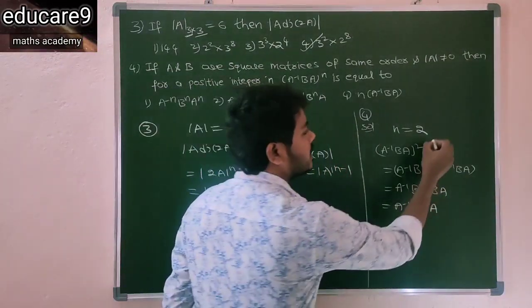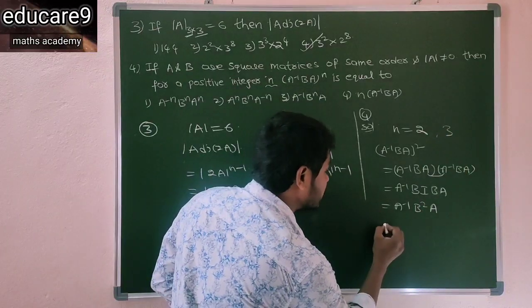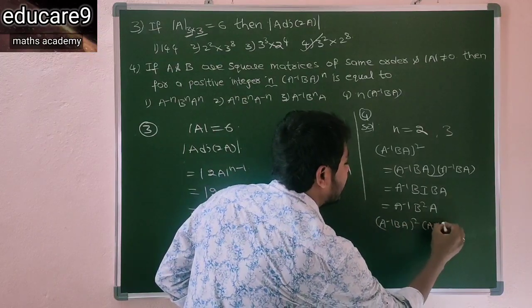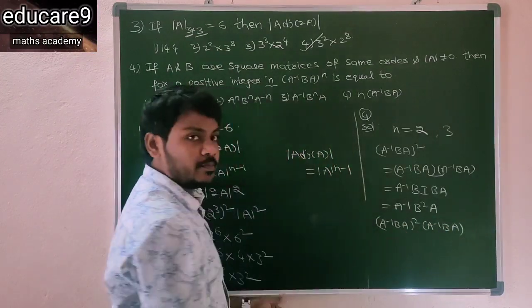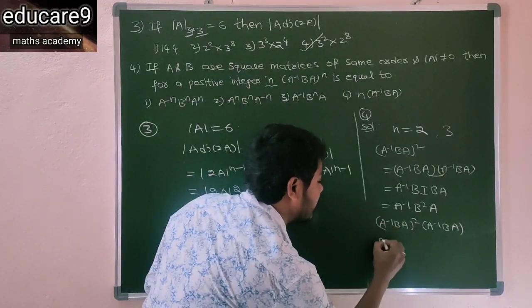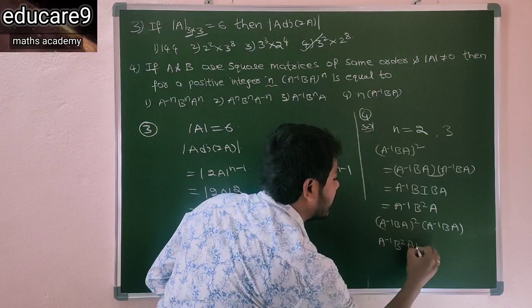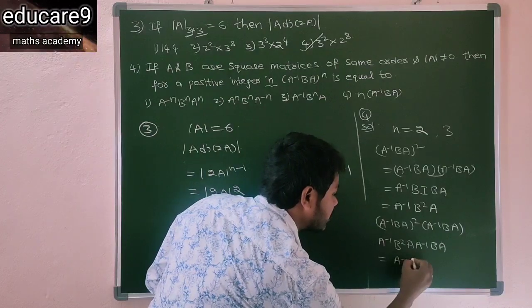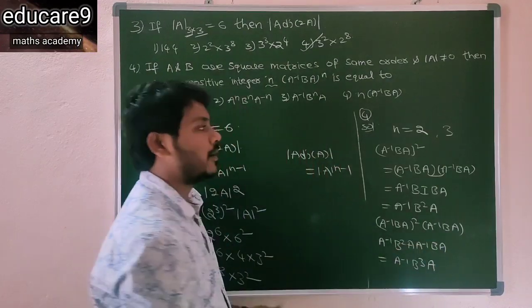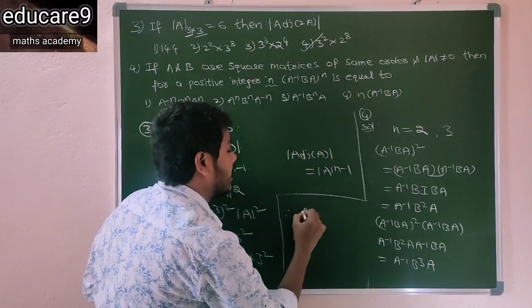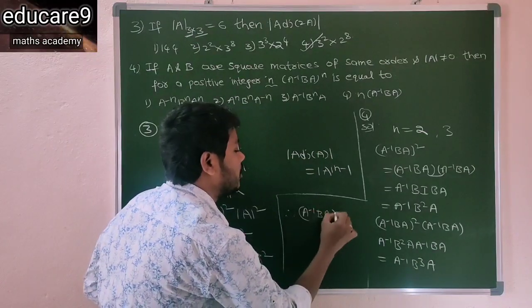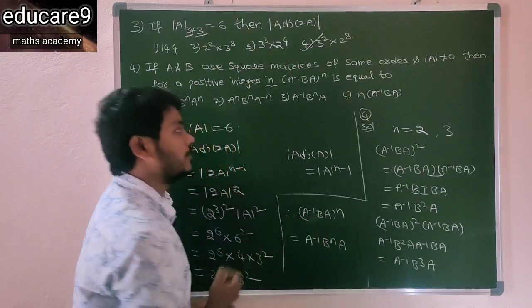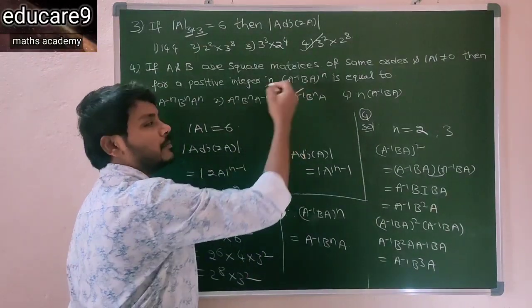So for example, n is equal to 3. Now that is A inverse BA whole square into A inverse BA. So A inverse BA whole square is A inverse B square A, into A inverse BA. So clearly what is this? A inverse B cube A. So from this, A inverse BA whole to the power of n can be written as A inverse B to the power of n A. So clearly option 3.